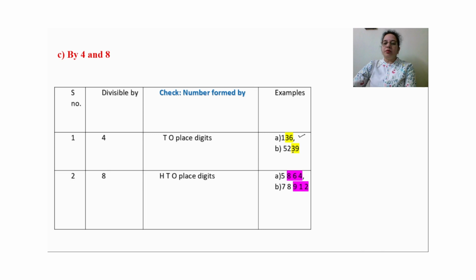Here the ones and tens place digits are 39. 39 is not divisible by 4. So the given number is not divisible by 4. Now ones, tens and hundreds, 864. This number is divisible by 8. So the given number is divisible by 8. 912, the number is not divisible by 8. So 78,912 is not divisible by 8.